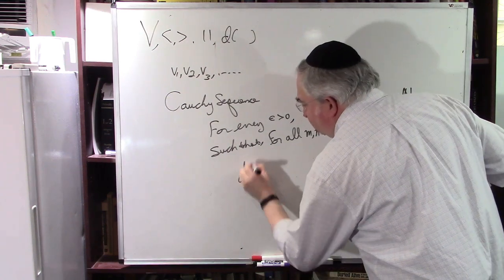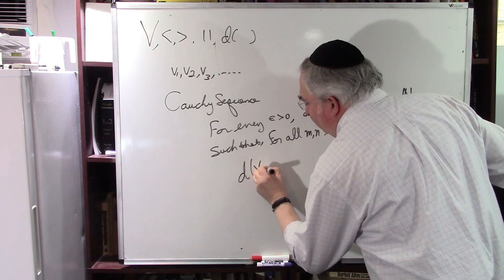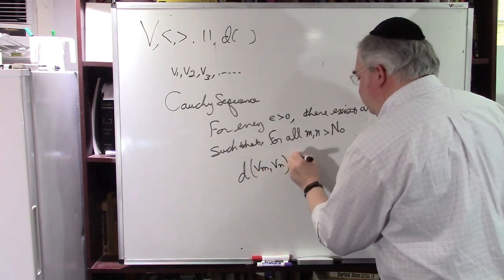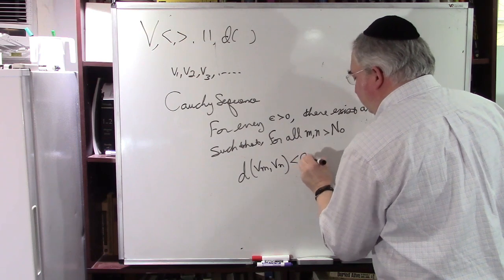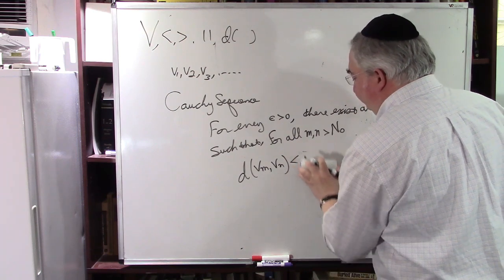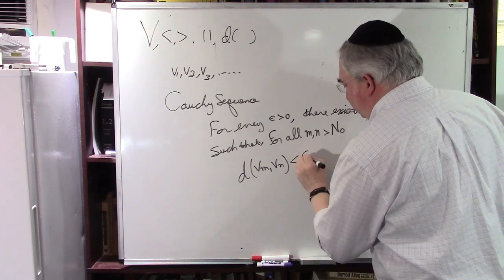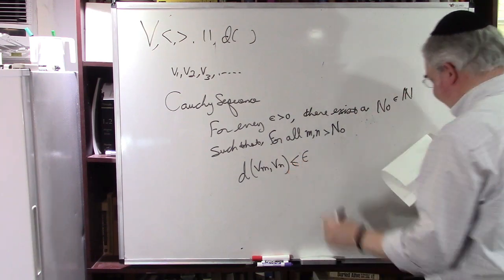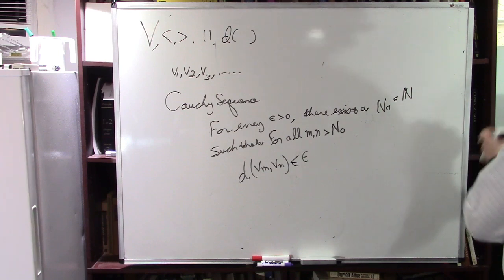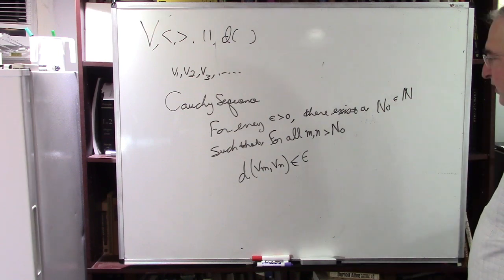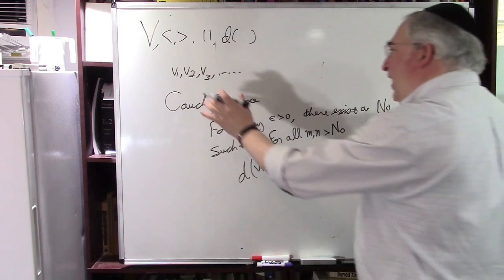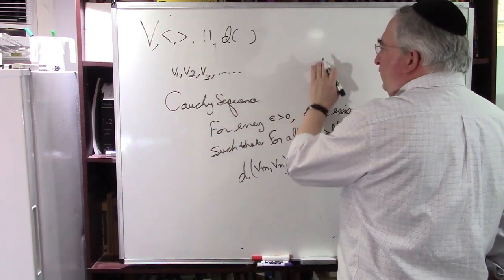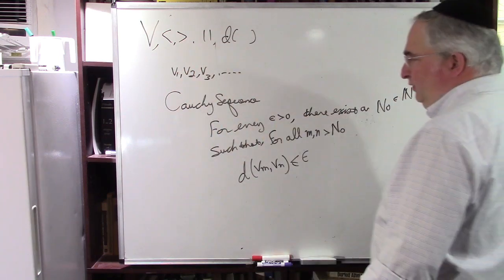The distance d(Vm, Vn) is less than or equal to epsilon. Okay, let's just see what it says. What it really says is, as you get further and further, these get closer and closer.